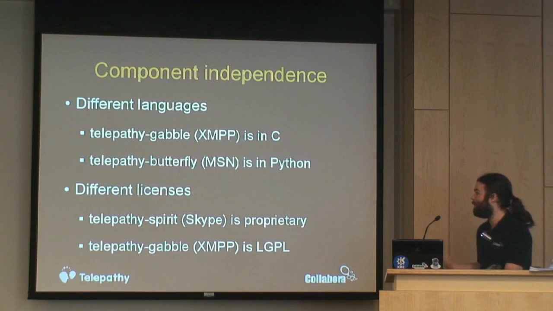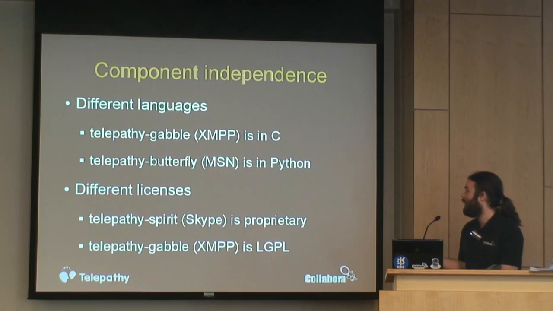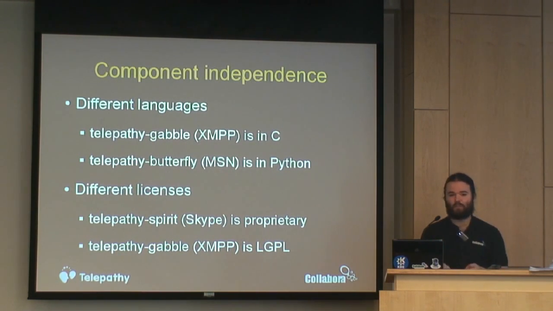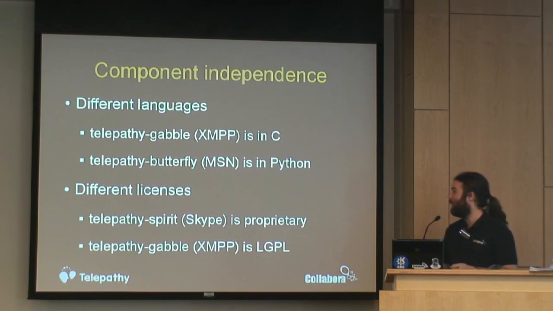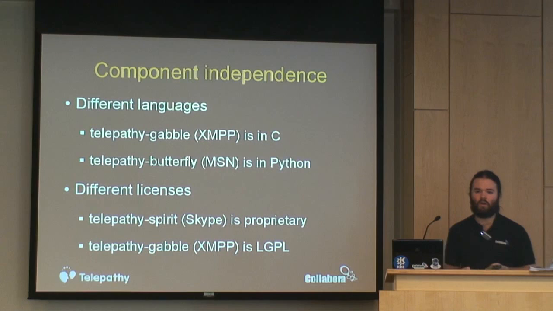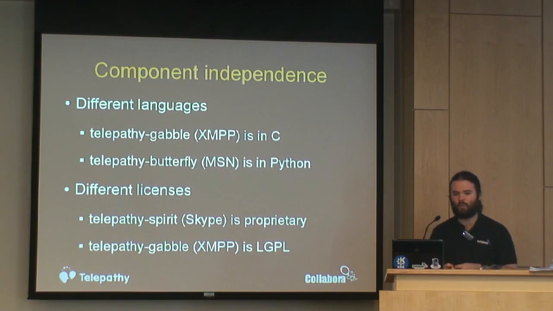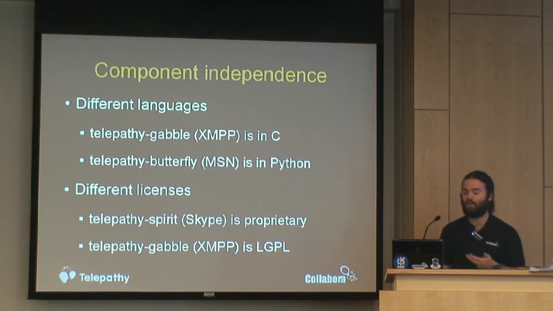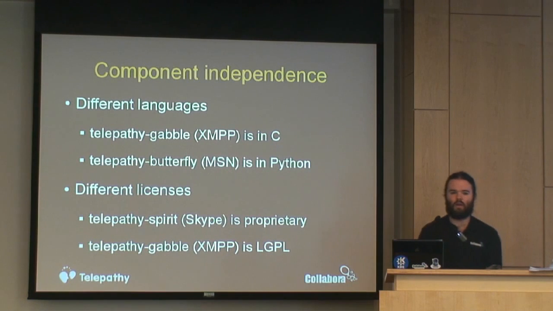Okay, so another advantage is component independence. For instance, the Jabber client uses C, the MSN client uses Python. You can have different licensing because they're running in different processes. So on the N900, you have Skype support, and that's proprietary, whereas the Jabber client is LGPL.